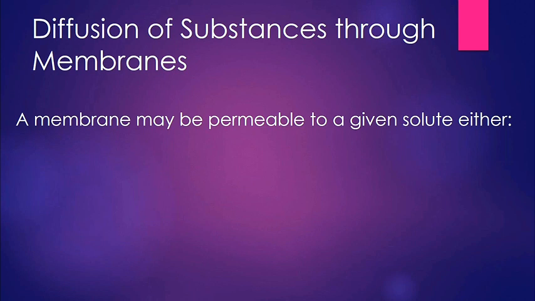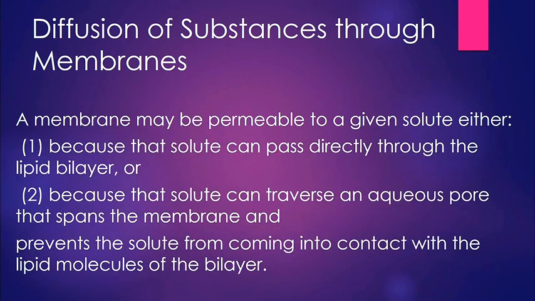Diffusion of substances through membranes. Two qualifications must be met before a non-electrolyte can possibly diffuse across a plasma membrane. The substance must be present at higher concentration on one side of the membrane than the other, and the membrane must be permeable to the substance. A membrane may be permeable to a given solute either because that solute can pass directly through the lipid bilayer or because the solute can traverse an aqueous pore that spans the membrane and prevents the solute from coming into contact with the lipid molecules of the bilayer.